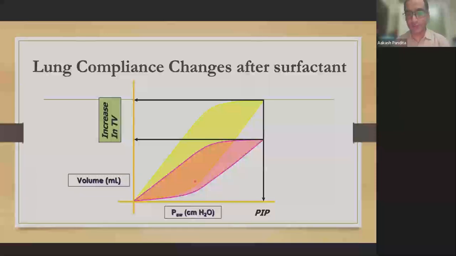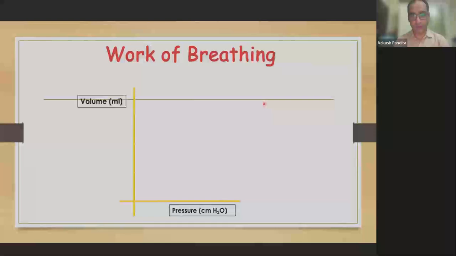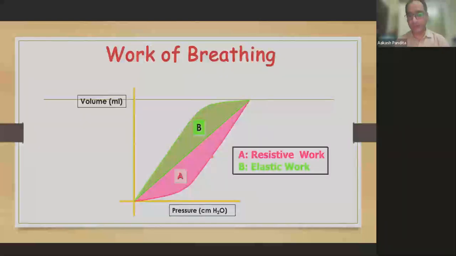So here is a case of an RDS patient where this PV loop was inclined more towards the right. That is because of the poor compliance; with the change in the pressure, there is very little change in the volume. But once we give the surfactant, the same curve has shifted to the left. That is the yellow curve. Now we can see that for the same pressure, we have achieved a much larger volume. That is our aim.